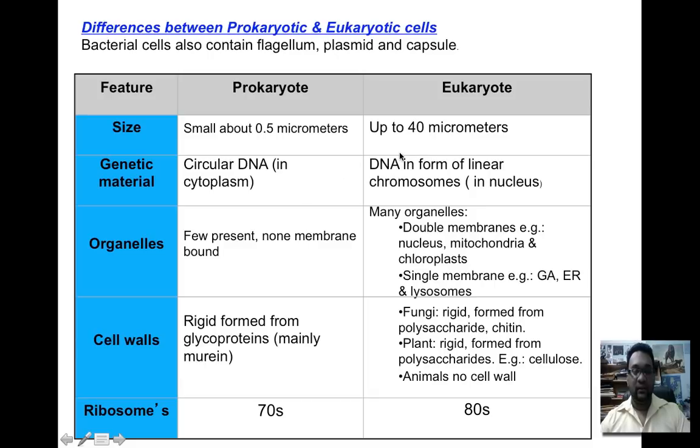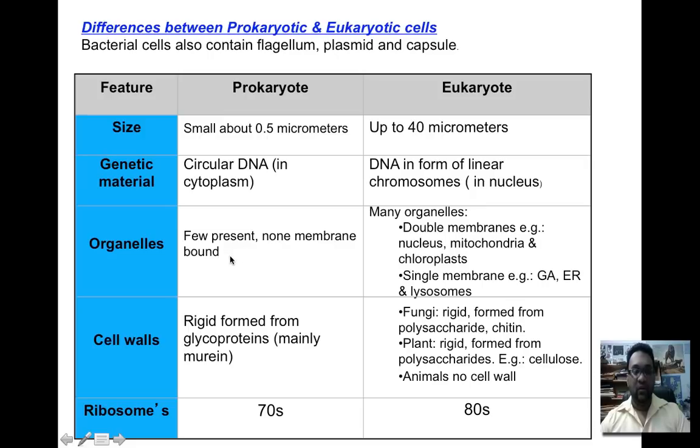And we see that there are also proteins called histones that are associated with the DNA molecule in eukaryotes. Now, in terms of organelles, there's only one organelle that the prokaryotic cells have, and that will be ribosomes. For the eukaryotic cells, they have many organelles. Some are double membrane, such as the nucleus, mitochondria, and chloroplast, while some are single membrane, for example the Golgi apparatus, endoplasmic reticulum, and lysosomes.